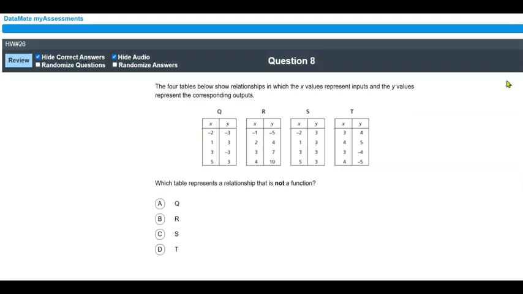For question 8, you're asked to identify which one is not a function. And when you're looking to see which one is not a function, you're going to focus on the inputs, or the x values. You can never repeat an input with a different output. So as I'm scanning my inputs, I'm looking for one that repeats, right here. And when it does, it has a different output. You can't be paired with +4 and -4 at the same time. So that means letter T is not a function, because every input can only have one output.